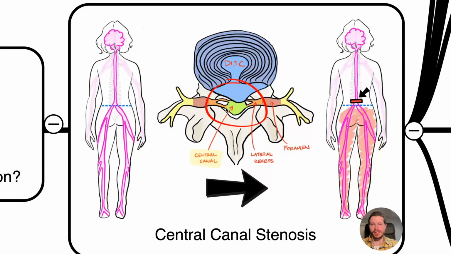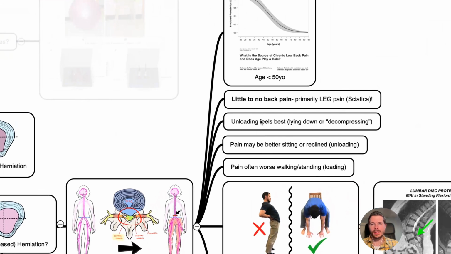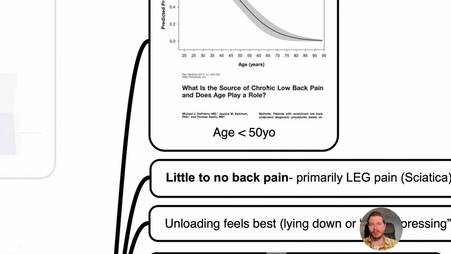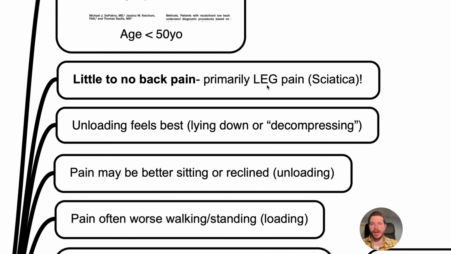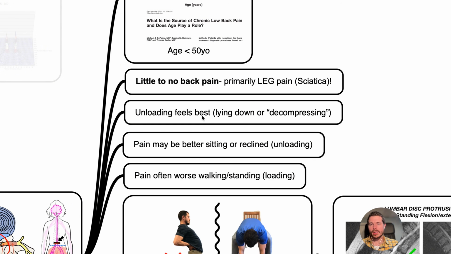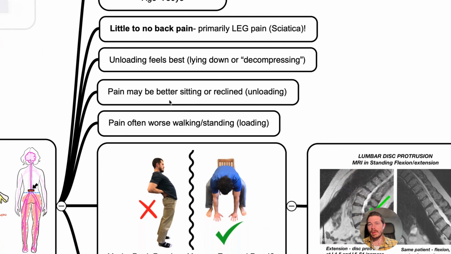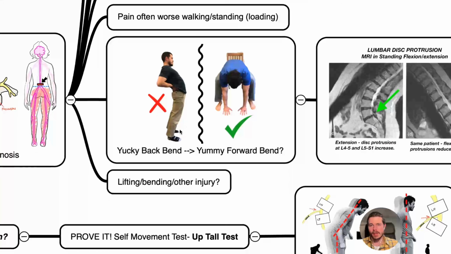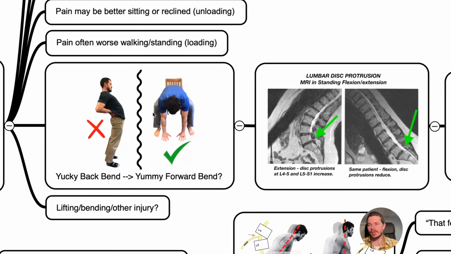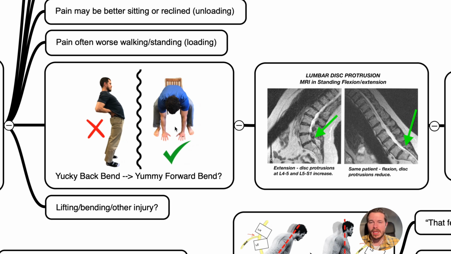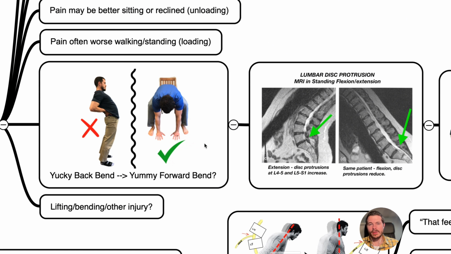So a large enough disc herniation can cause you to feel symptoms on both sides because it is narrowing the central canal. And oftentimes in these cases, you'll see again, folks are generally younger, less than 50. There will be little to no back pain, primarily the leg pain. Unloading often feels best. They just got to get off their feet. Maybe better while sitting or reclined to kind of create space where that large protrusion is, give it some room to breathe. Pain is often worse while walking or standing. A yucky back bend is almost always present. There's usually a yummy forward bend. Feels better, again, to create space back there.